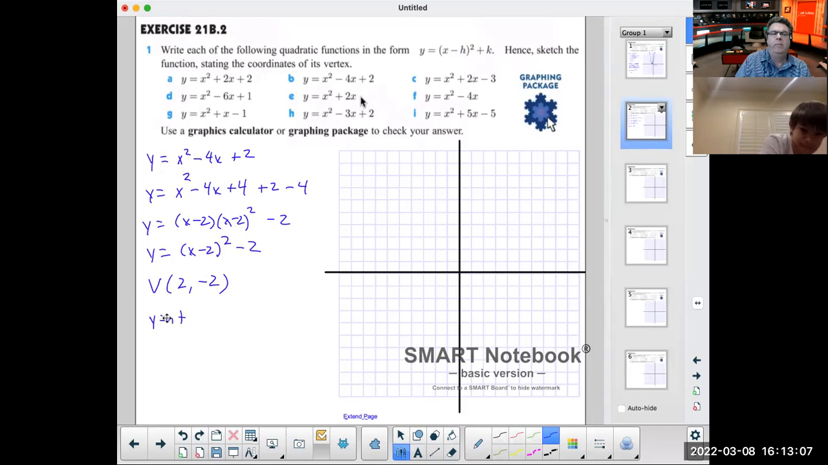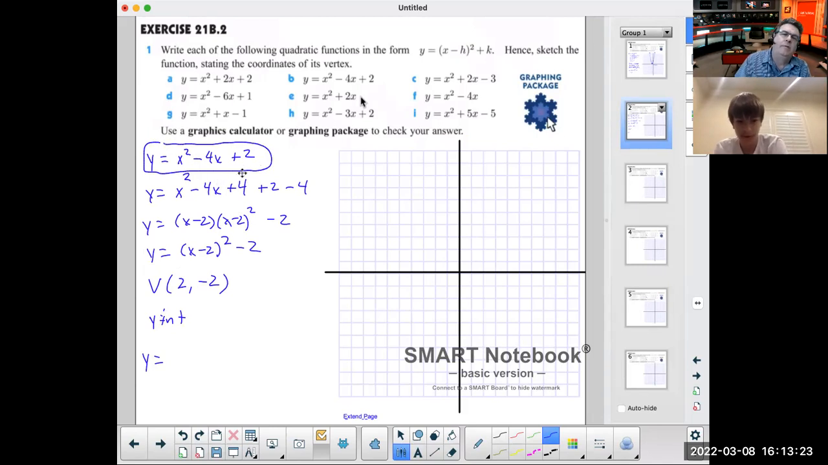Y-intercept. Let's see. Y equals, actually, you know what? That was dumb to plug it in here. We have the original equation here, right? So the y-intercept is just going to be the constant every single time, because when you plug in the zeros, these guys go away, right? So it's always just 2 or whatever this is.